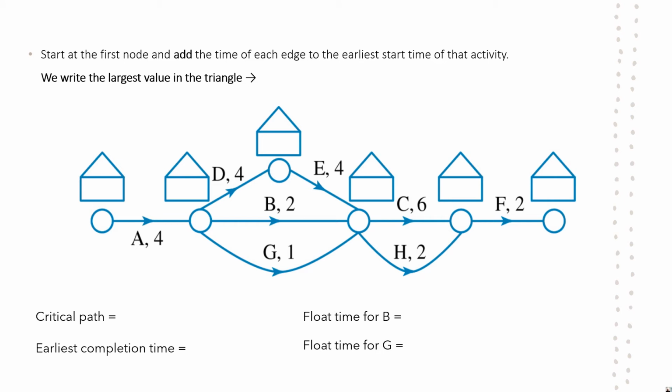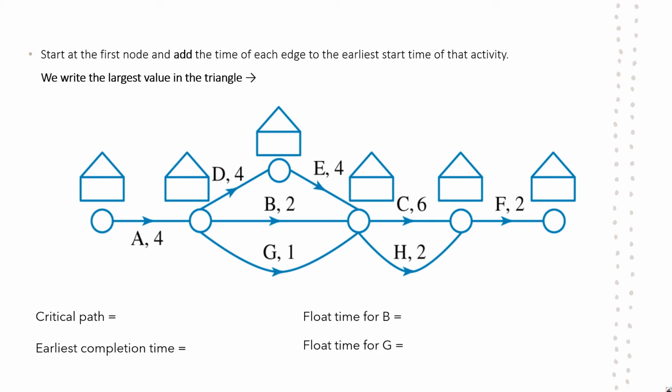All right, so we're going to look at the same graph that we looked at in the earlier example. So we've got a directed network. A bunch of activities are occurring. We are going to do a full critical path analysis of this, as well as calculating the float time for a number of the activities. So the instructions start at the first node. Node is just vertex, and add the time of each edge to the earliest start time of that triangle. We write the largest value in the triangle.